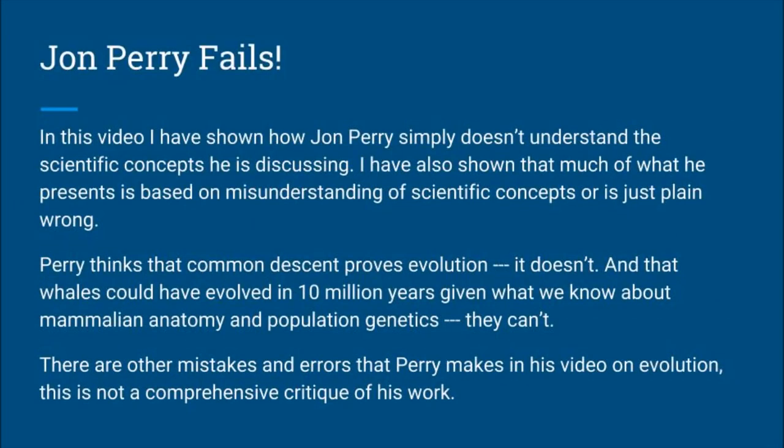In this video, I have shown how Jon Perry simply doesn't understand the scientific concepts he is discussing. I have also shown that much of what he presents is based on misunderstanding of scientific concepts or is just plain wrong. Perry thinks that common descent proves evolution. It doesn't, and that whales could have evolved in 10 million years given what we know about mammalian anatomy and population genetics. They can't. There are other mistakes and errors that Perry makes in his video on evolution. This is not a comprehensive critique of his work.